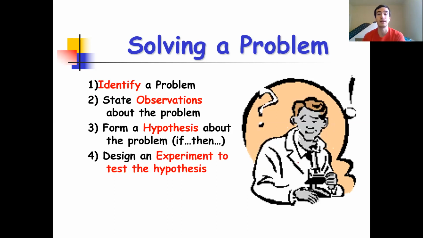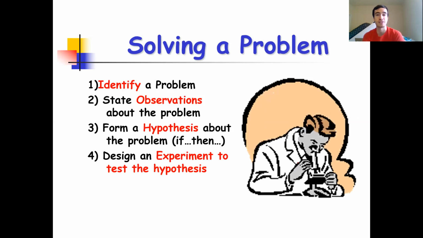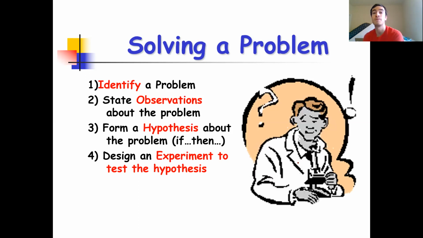You then design an experiment in order to test that hypothesis. So you set up your dependent variable, you set up your independent variable, the thing you're going to change between your experiments. You get ready to measure your dependent variable, and you make sure that all of your control variables are being kept the same between all of your experiments.